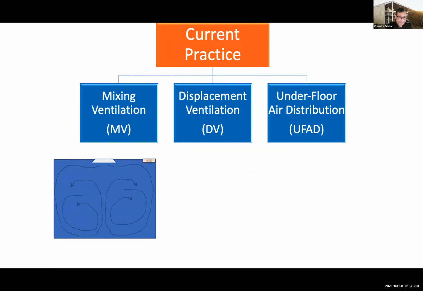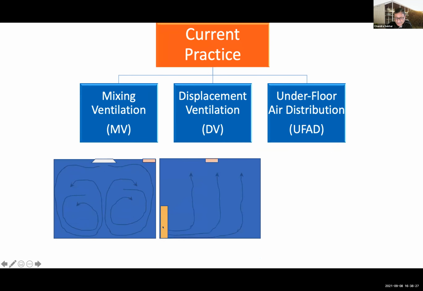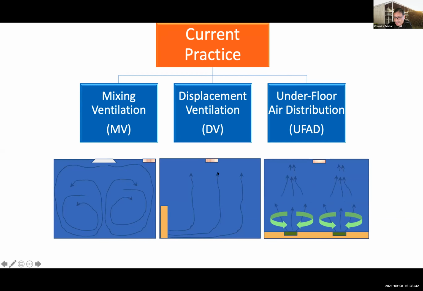Current practice, we have mixing ventilation, ceiling supply, and then it mixes within the room, and then we have air extracted from the room. Then we could have displacement ventilation, supply from the floor level or the low height of the wall. And due to buoyancy, the air rises and then it's removed from the space. Very common in European countries, not so much in the tropics. Underfloor air distribution, again, supply from the floor and removed from the top.